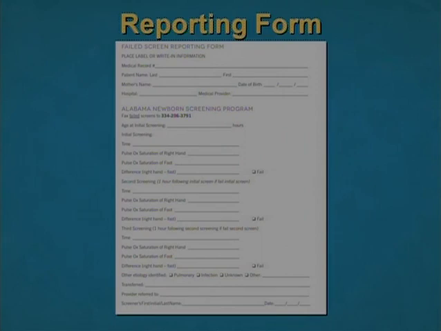We have recently implemented a new web-based system that will allow electronic upload of failed pulse ox results. And we are in the process of working with hospitals to train them and onboard them. So hopefully we'll have the ability to report electronically through our new web-based system.